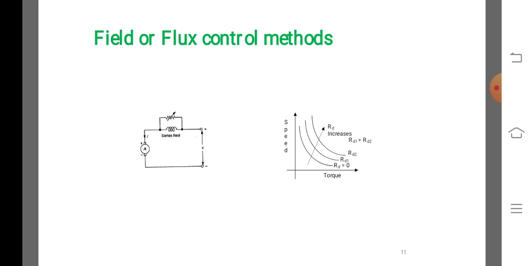This is the field or flux control method. It is a little different from the flux control method because here the inductance is connected across a series resistance, and both in parallel combination are connected in series with the motor.